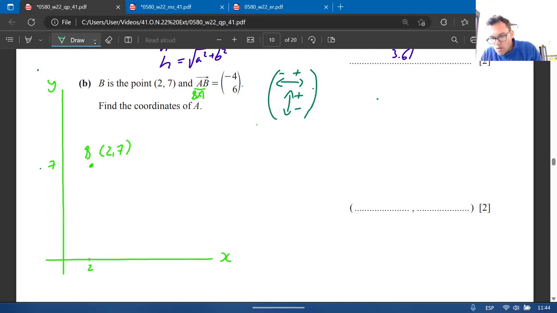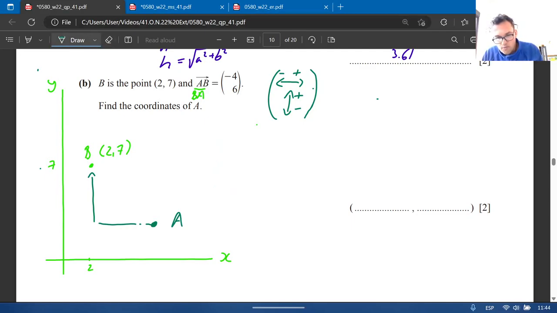Now, the point A is somewhere on this Cartesian plane, and we end up going from A to B. To get to B, we need to move 4 spaces to the left, and 6 spaces up. That gives me an idea that A should be somewhere over here, because we're going to have to move to the left and up to get to B. The question is just, where is it?